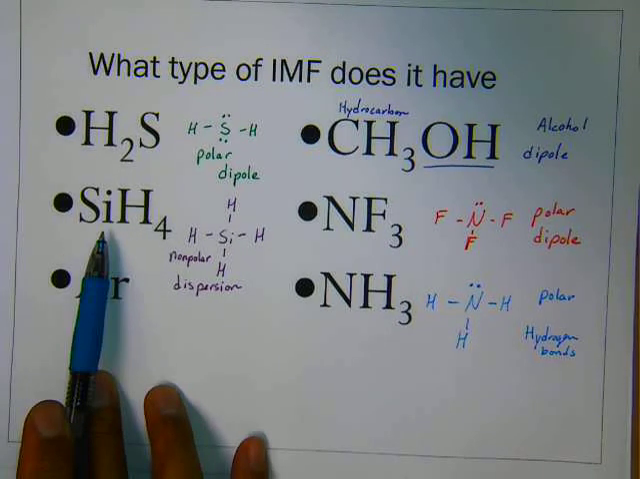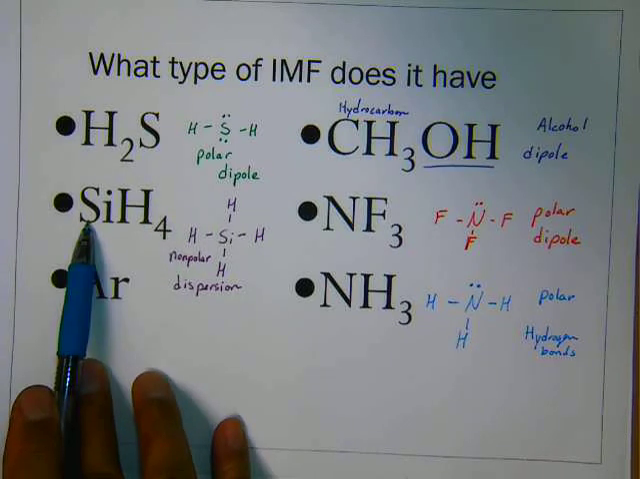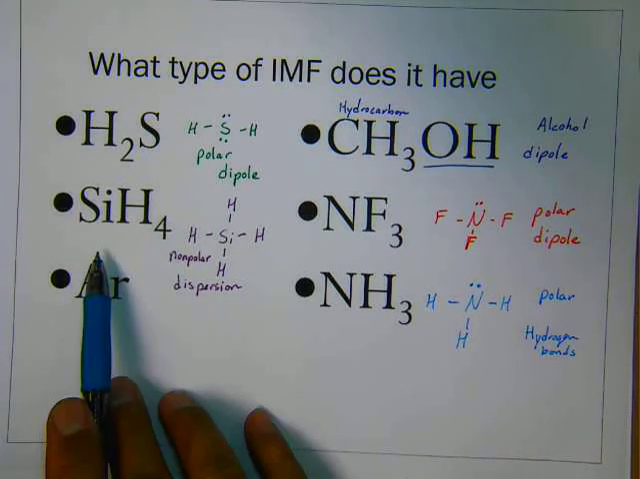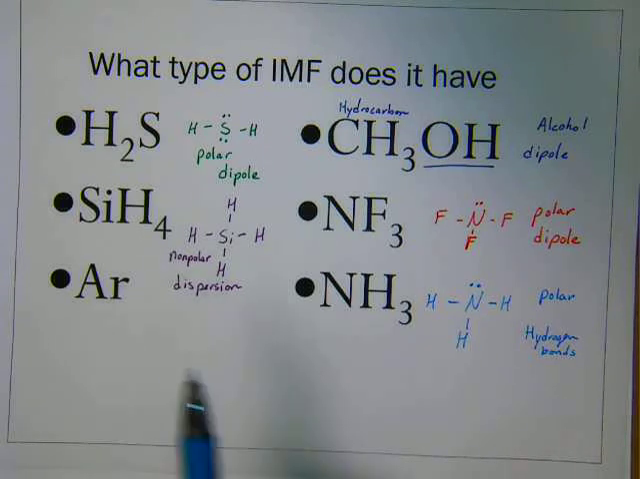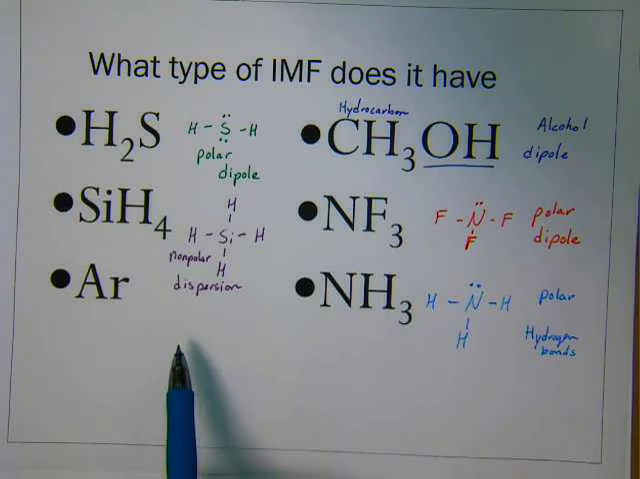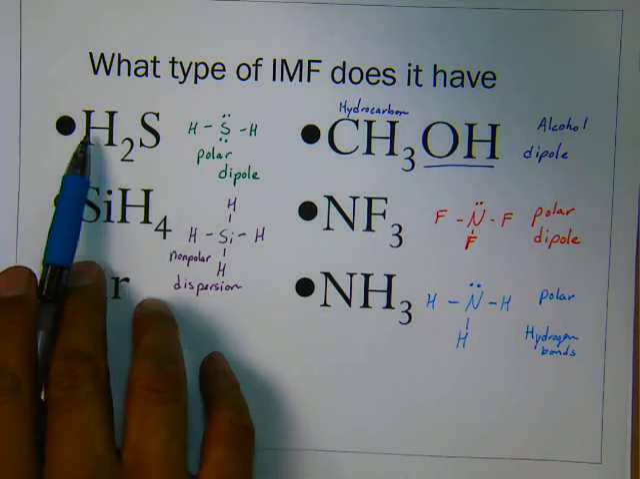This is not hydrogen bonding because this is H and Si. Remember, hydrogen bonding is H and N, or H and O, or H and F. This is not hydrogen bonding because this is H and S.